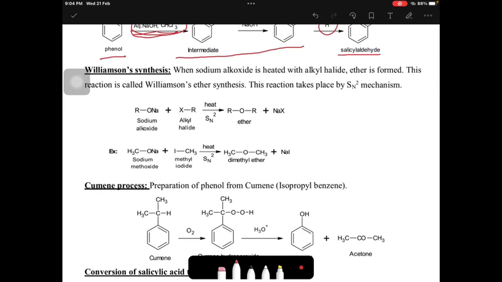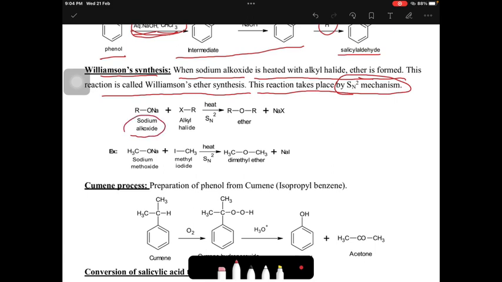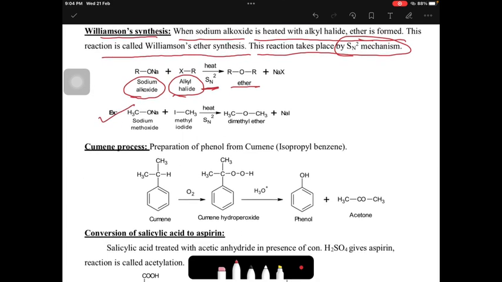Next named reaction, Williamson synthesis. When sodium alkoxide is heated with alkyl halide, then ether is formed. This reaction is called Williamson's ether synthesis. This reaction takes place by SN2 mechanism. See the reaction, general equation: sodium alkoxide treated with alkyl halide gives ether. This is an example.